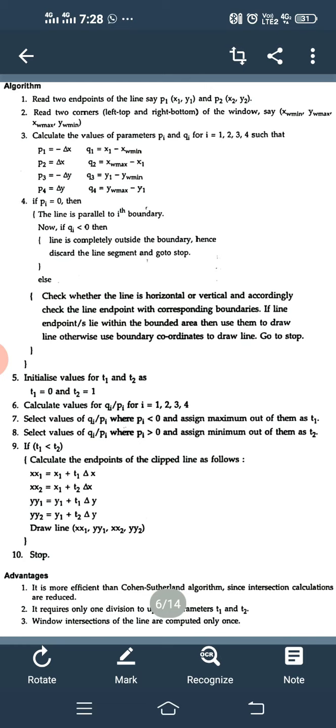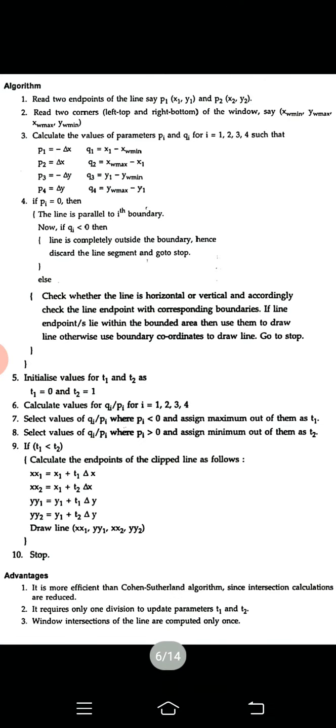Why are we reading these two corners of the window? Because we have to get the minimum and maximum values of the clipping window, that is xw min, xw max, yw min and yw max. The third step is what we have previously discussed in detail, that is we have to find the values of p1 to p4 and q1 to q4.